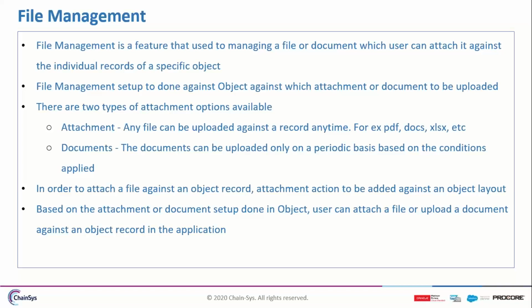There are two types of attachment options available. One is attachment and the next one is documents. Attachments: any file can be uploaded against a record anytime. Documents: documents can be uploaded only on a periodic basis based on the conditions applied. In order to attach a file against an object record, the attachment action is to be added against an object layout.